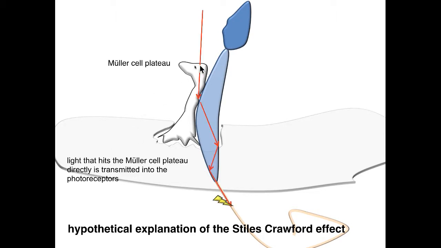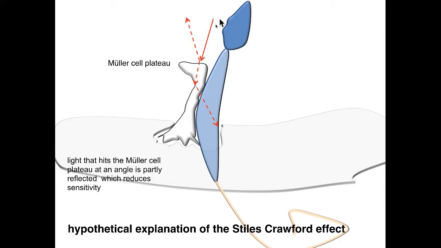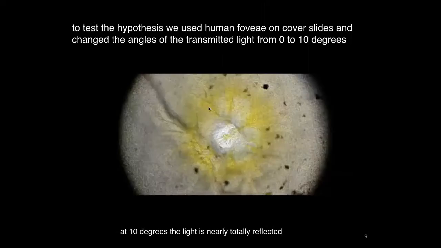Light that hits the Müller cell plateau directly is transmitted into the photoreceptors. In contrast, light that hits the Müller cell plateau at an angle is partly reflected, which reduces the sensitivity of the photoreceptor cells. To test this hypothesis, we used human foveae on cover slides and changed the angles of the transmitted light from 0 to 10 degrees.